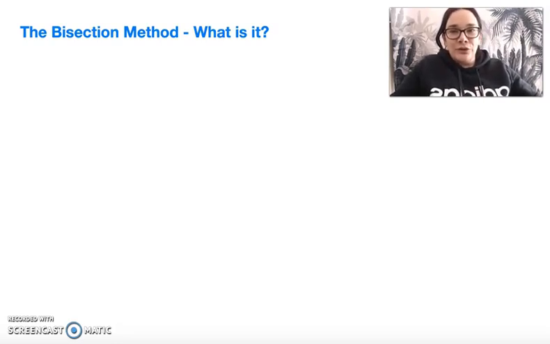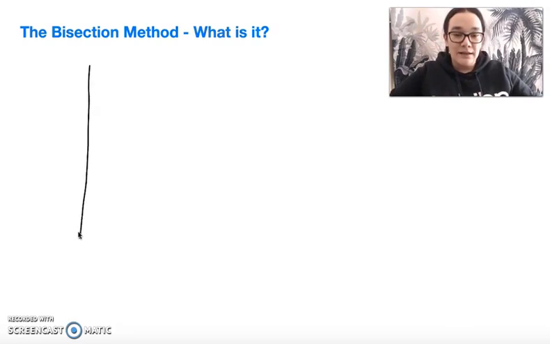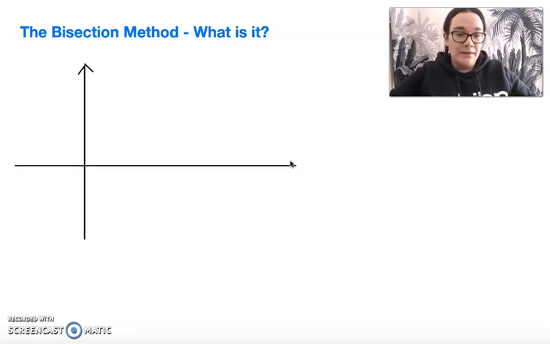I'm going to take you through what the bisection method is, and the best way that I find to explain it is with a graph. So let me set up a set of axes, and my program here will make nice straight lines, which is awesome. There we go. All right.